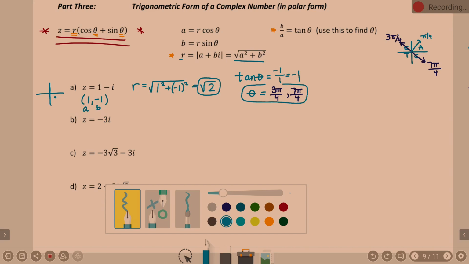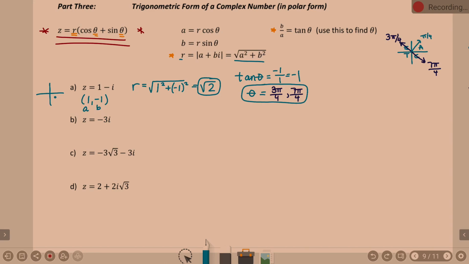However, I only need one. Both of those are valid points, but I only need one. Do I want to use 3 pi over 4 or 7 pi over 4? 7 pi over 4, because when we first started this problem, where did we decide this point needs to be? Quadrant 4, yes? So right here, we need to be in quadrant 4. Which one of these is in quadrant 4? 7 pi over 4. Okay? 3 pi over 4 is valid for the equation we are solving, but it's not what I need.